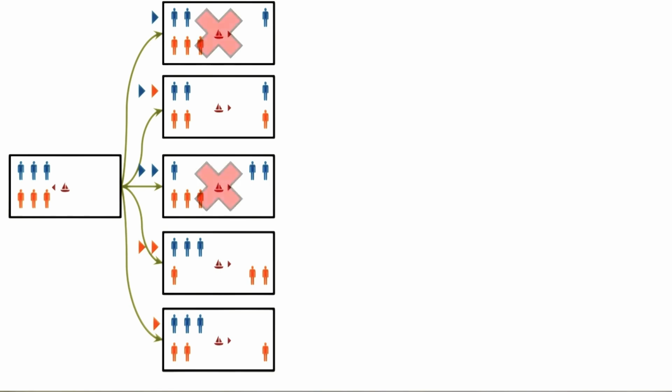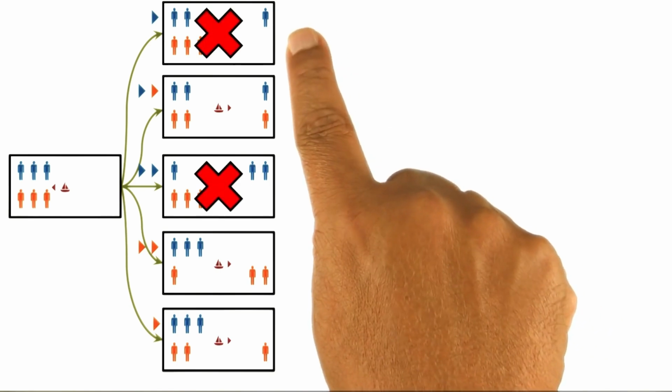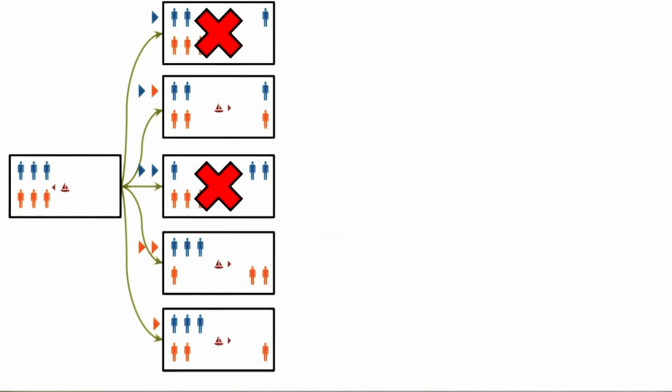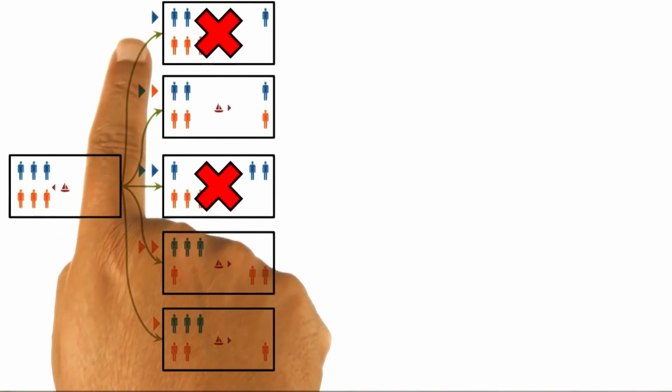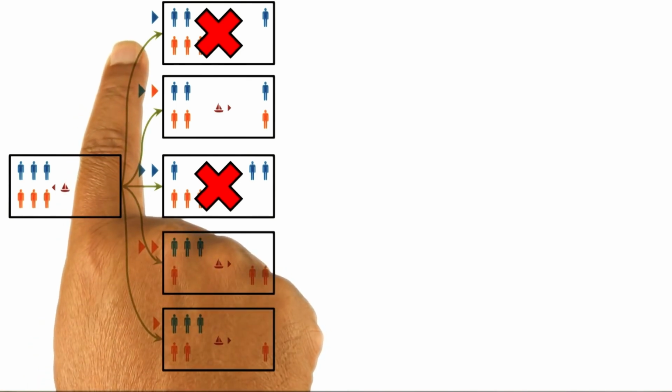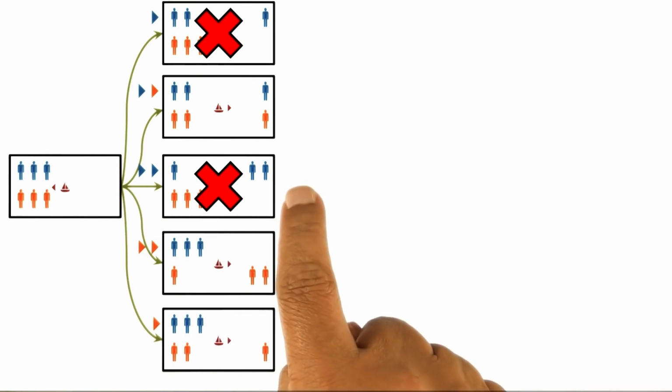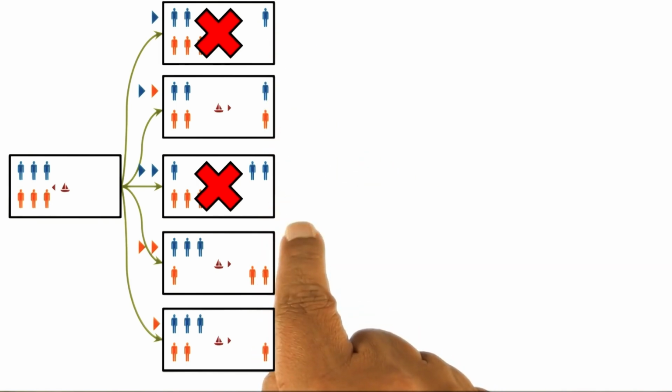Let's see further. So let's look at the legal moves first. We can immediately make out from this representation that the first move is not legal because we are not allowed to have more prisoners than guards on one side of the river. Similarly, we know that the third move is illegal for the same reason. So we can immediately rule out the first and the third moves.